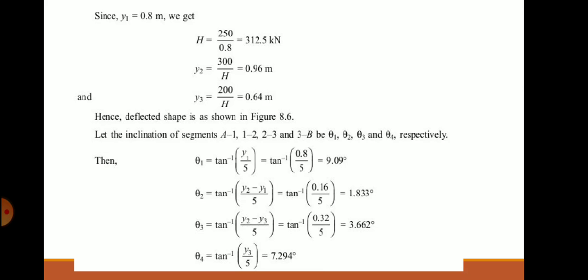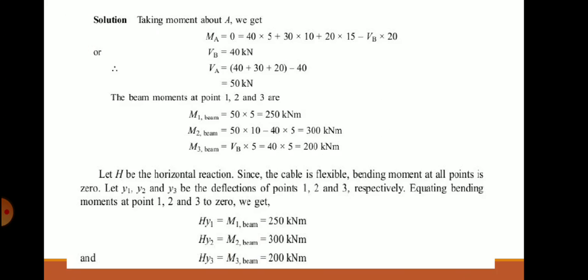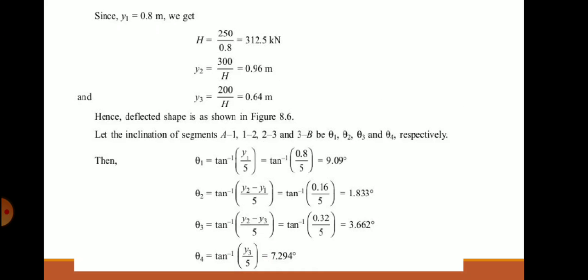Hence, the deflected shape of the beam is shown in the figure below. This is the figure, the deflected shape, and those are the ordinates. Once you know y1, y2, y3, H, VA, VB, the next part is to find theta. Theta 1, theta 2, theta 3 and theta 4 are required. Why is it required? You want to evaluate the tension in the cable and also the length of the cable.